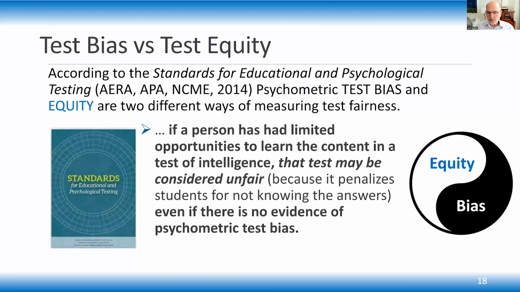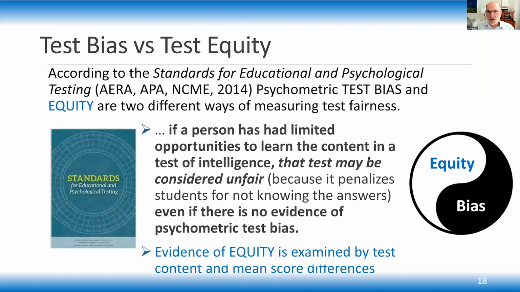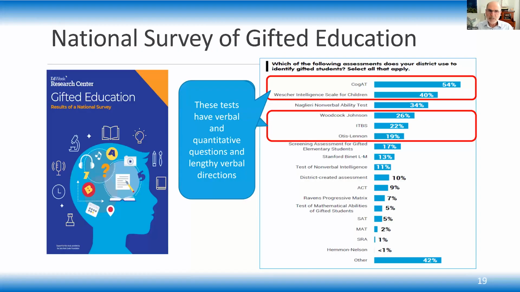You have to ask the question, what does the student need to know to answer the questions? And if they have to know things, that's the equity piece. Now, if you think about the most often used tests in our field of gifted, what do you see? The top two are the COGAT and the WISC. My nonverbal test is the third most widely used. And then the Woodcock Johnson, the Iowa Test of Basic Skills, Otis Lennon.